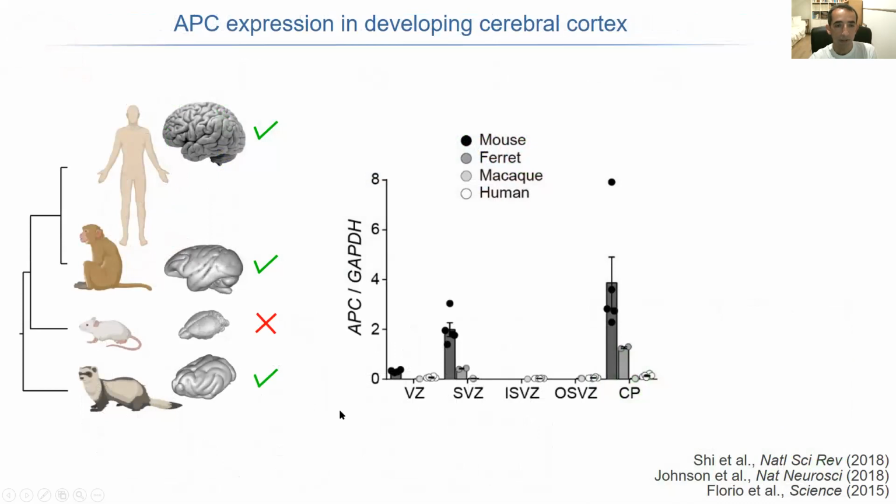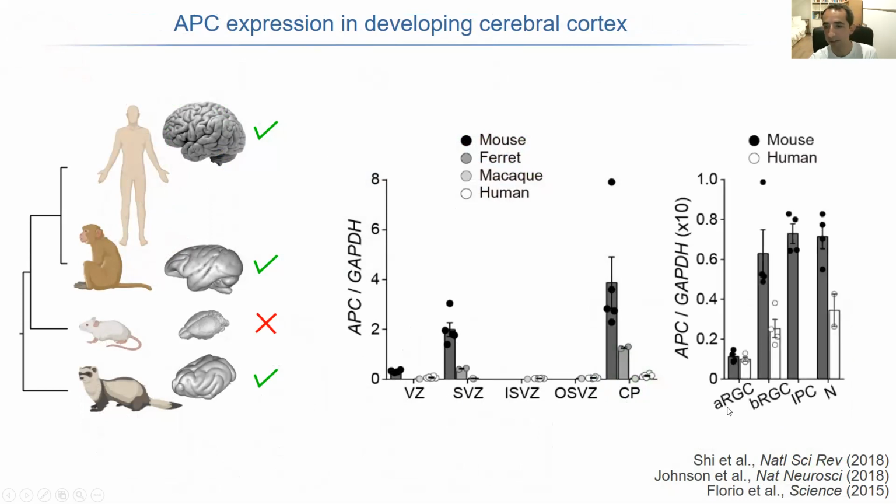Now, finally, obviously, we were interested in the human situation, and by looking at published data sets, we observed that the levels of APC expression in the embryonic cortex are much higher in the mouse as compared to ferret, macaque, or human when we look in different layers. And when we look at particular cell types in single cell data sets, we also observed that the levels of APC expression in mouse cells are much higher than, for example, in human. Now, however, we still see some levels of expression of APC in human cortical progenitor cells.